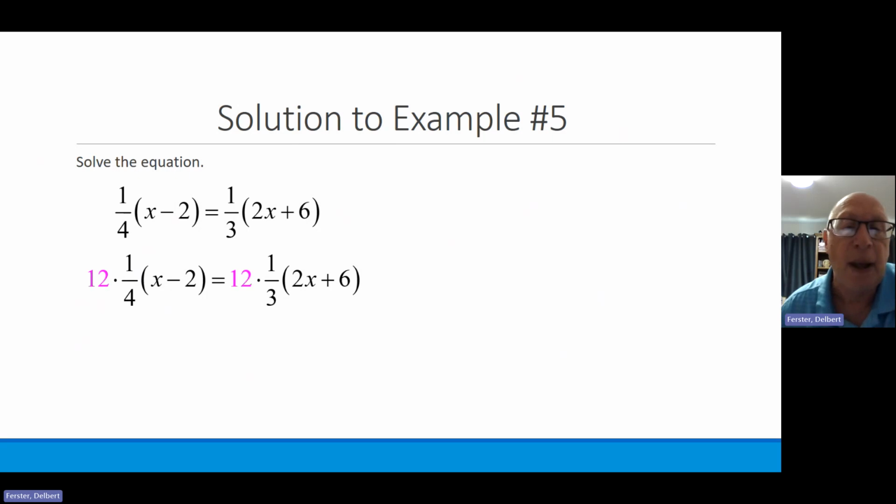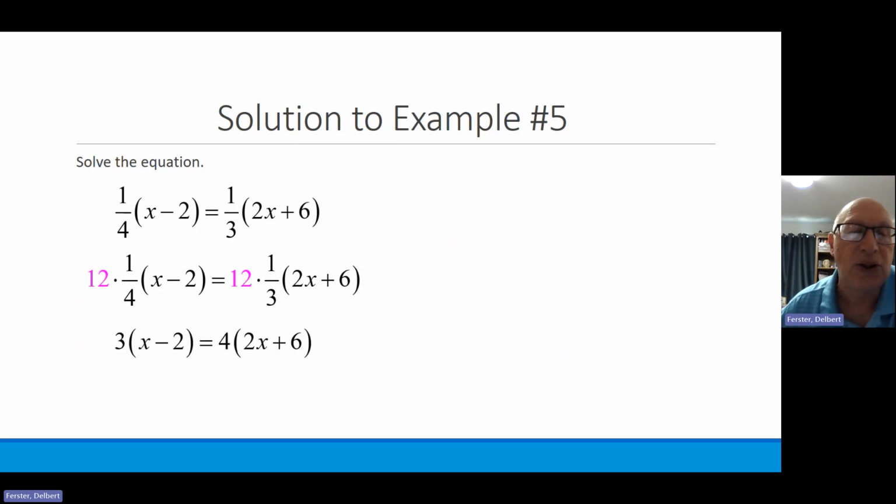I thought it was really cool to add that impact by making it pink or chartreuse or whatever the heck that is. So on the left side now, you want to focus on that 12 times 1/4, and 4 goes into 12 3 times. So that's going to clean out that fraction. And on the right-hand side, 3 goes into 12 4 times. So that's going to clear out the fraction on the right-hand side as well.